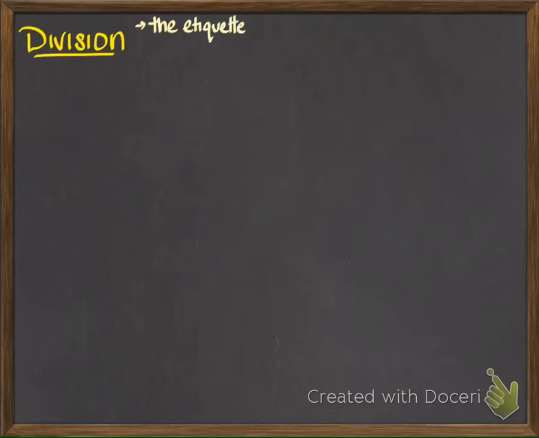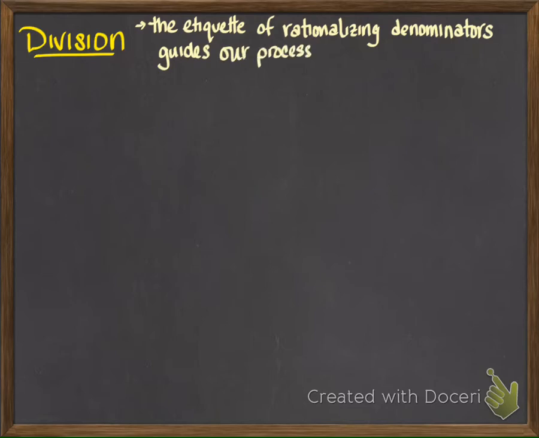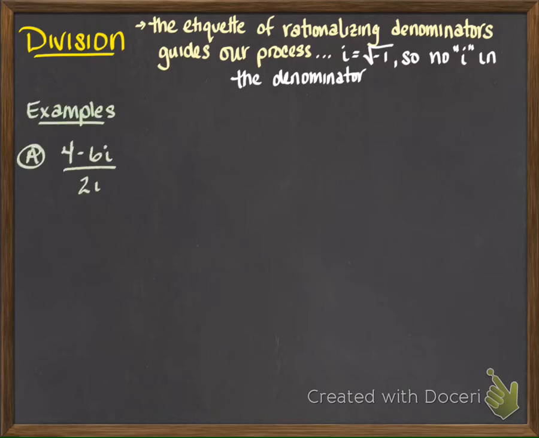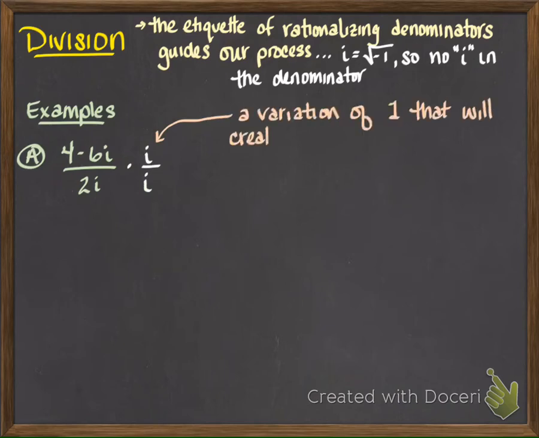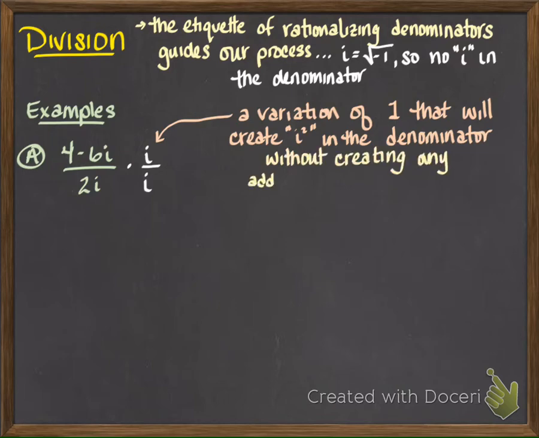Division. Division is about rationalizing the denominator. Division is about acknowledging that i is really a radical. It's the square root of -1, which means now I can't allow i to be a part of a denominator. It's easy when the denominator is a monomial. 4 minus 6i over 2i. In order to create the situation where there's no more i's, I want to create an i squared. To create an i squared, I'll multiply by i over i. It's just 1. I'm not changing anything about the value of my expression. I'm only going to change the way it looks.